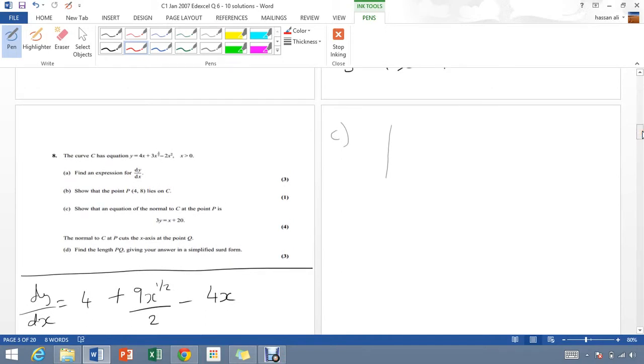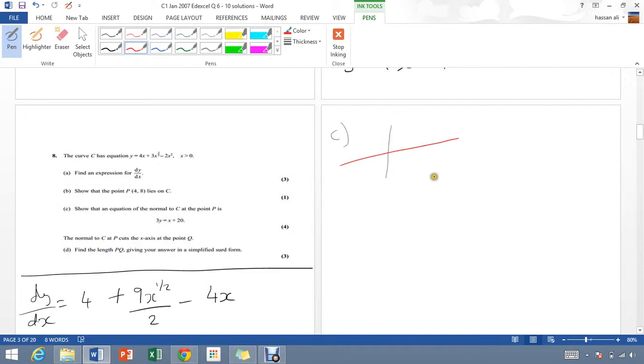Right. Part C is saying to you show that an equation of the normal. Now, I've left that so I can show you an equation to the normal. What you have to remember, it's vital that you know this. If you have a line going like this, the normal line is a straight line that forms a perpendicular, going perpendicular towards this line here.